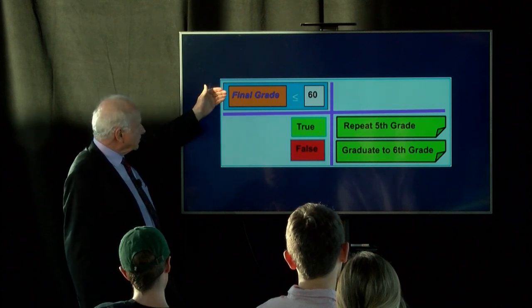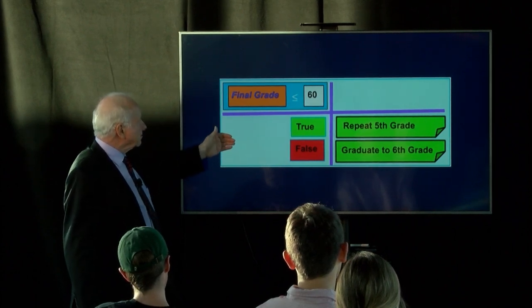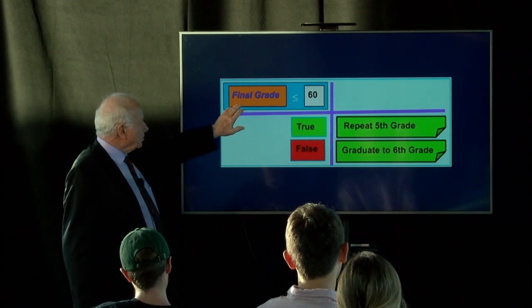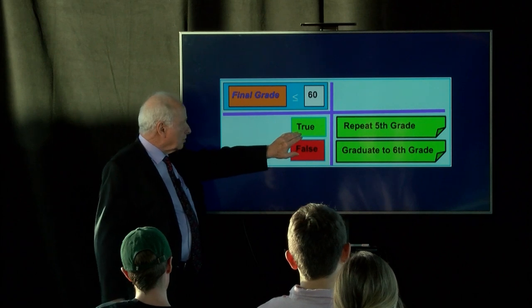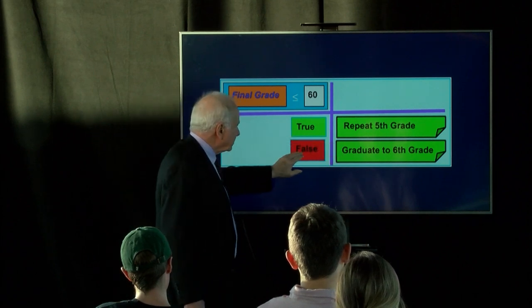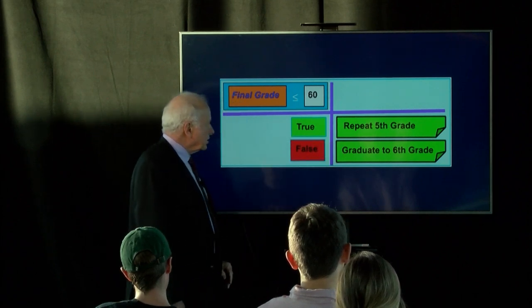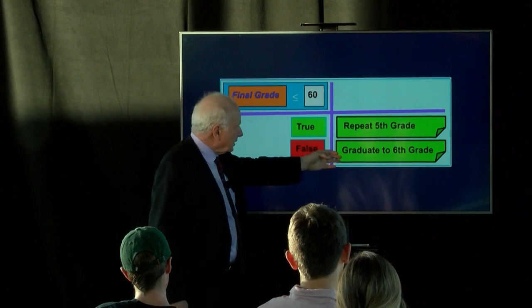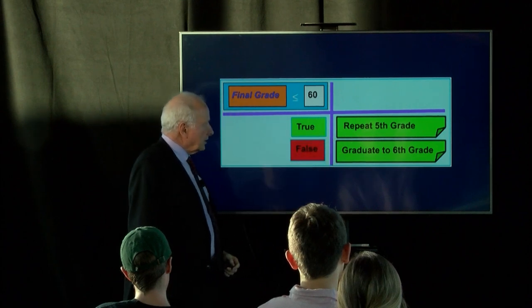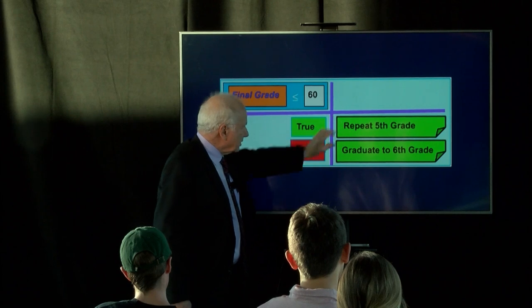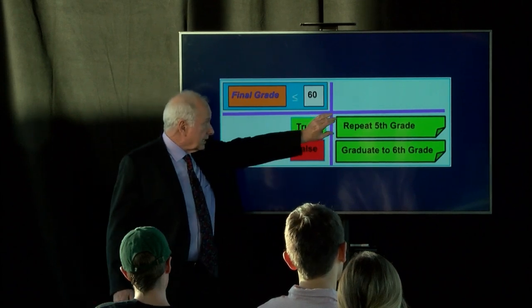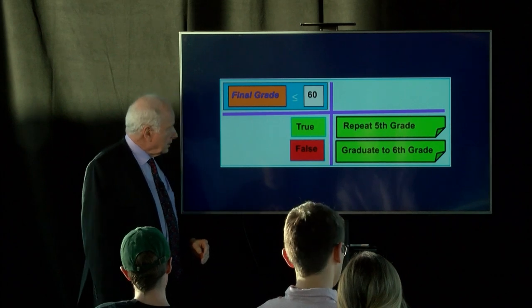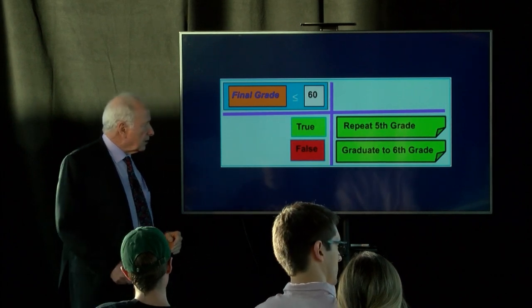So here is the if-then-else. You ask if the final grade is less than or equal to 60. If it's true, you repeat the fifth grade. If it's false, you graduate to the sixth grade. With any instruction, you can put a description of it in. And if you click on that, you see the instructions that are behind it. So you could have a lot of code behind that if the semantics required it.